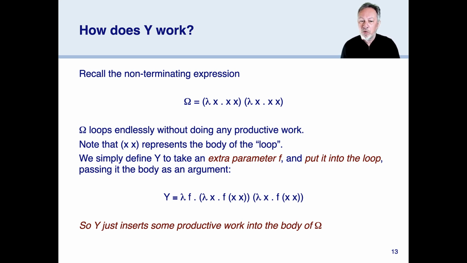Well, if we look at what the magical Y combinator is doing, it's doing exactly that. We've taken omega and, before we execute the loop, we pass x of x to a function f. And f can decide to do a little bit of work and then either continue looping or exit the loop. Now this is cool. So this is exactly what Y is doing. It looks magical, but if you dive into it, you see, essentially we're building a loop with an exit condition. So Y is just inserting some productive work into the body of omega.